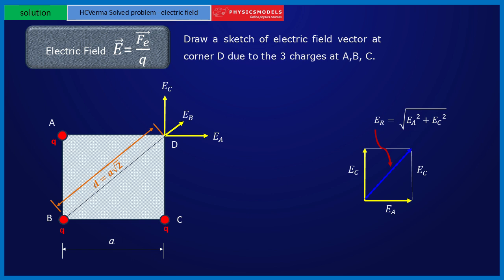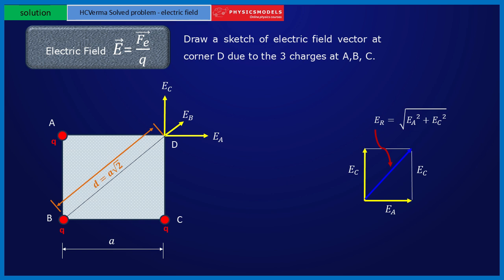The electric field at the corner D due to the charge placed at point B is shown as EB and acts along the diagonal of the square, which is the hypotenuse for the square. Because the distance between B and D is higher than B to C, the electric field EB is weaker than the electric field due to A and C.